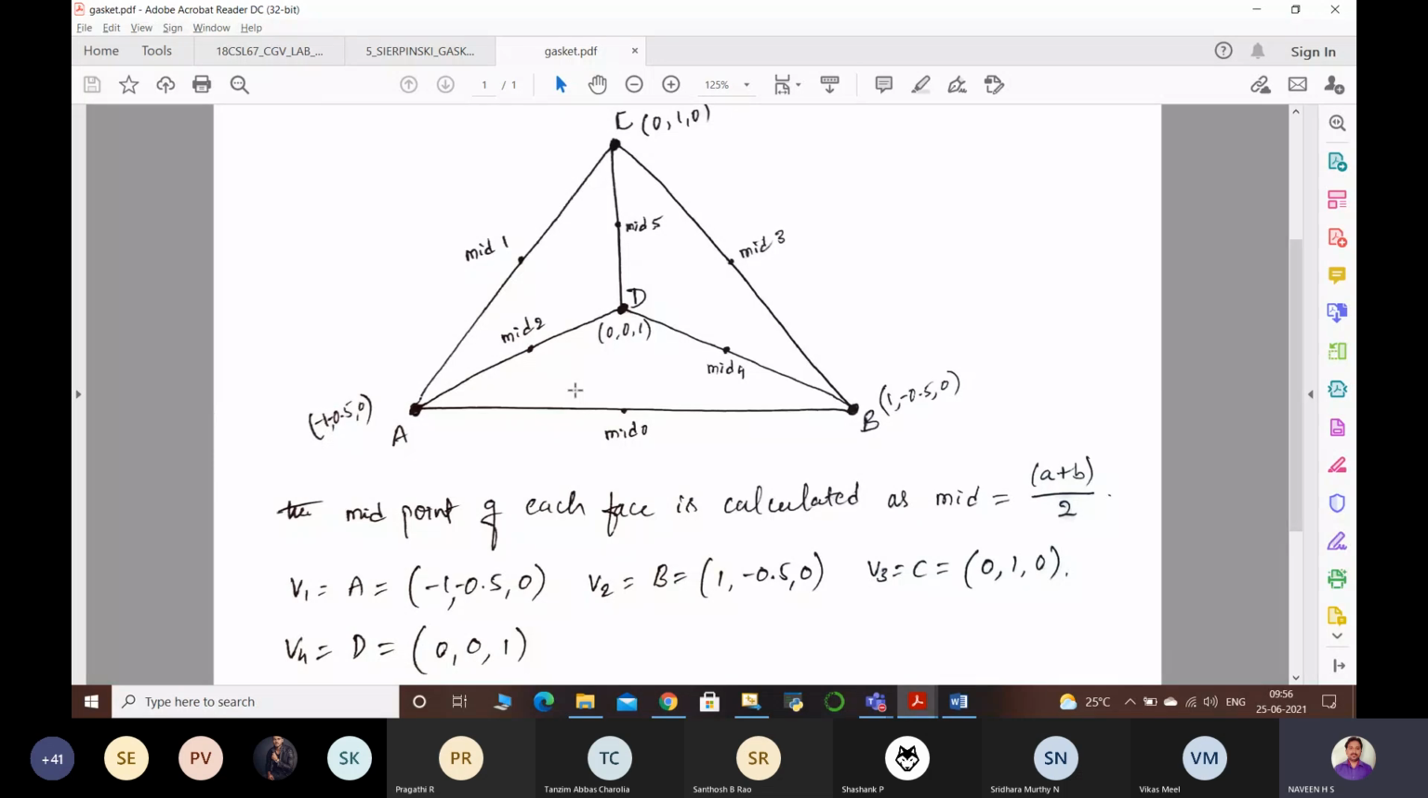We can observe the divisions. This is the initial construction we have done for the inputs specified in my program. This is the tetrahedron construction and midpoint calculation, and the vertex values are also given here. So V1 means vertex 1, that is A, similarly B, C, D. So this is the concept of tetrahedron. Now we'll go to the program.